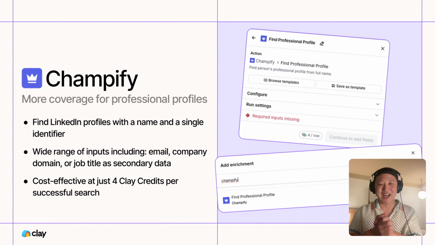All right, speed round time. Next, we got Champify, a brand new provider that helps you find professional profile URLs using just a person's name plus one additional data point. Champify is going to help you increase coverage while also offering a wide range of data points to use to perform the search, such as prospect's job title.